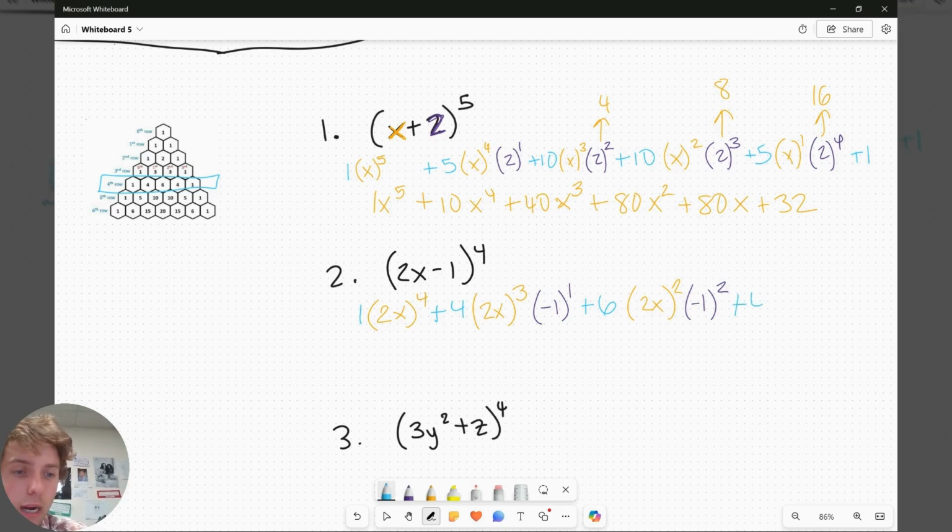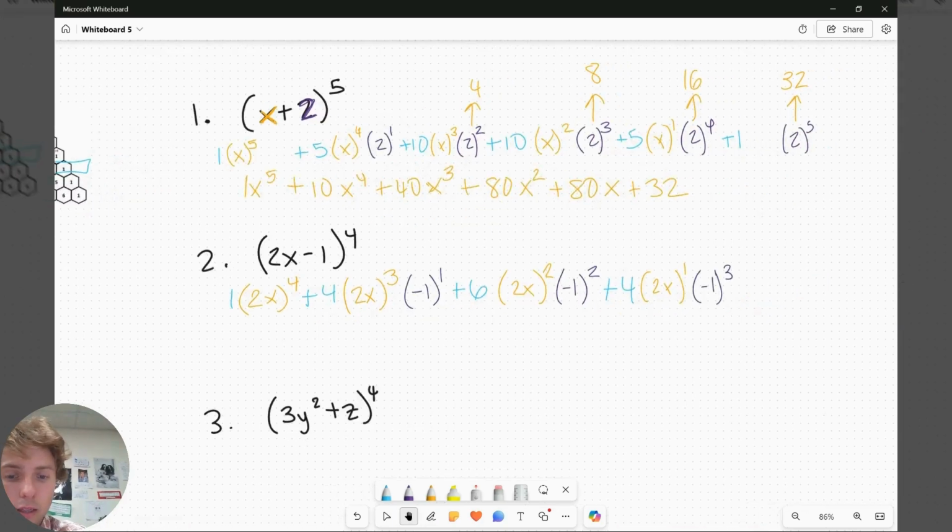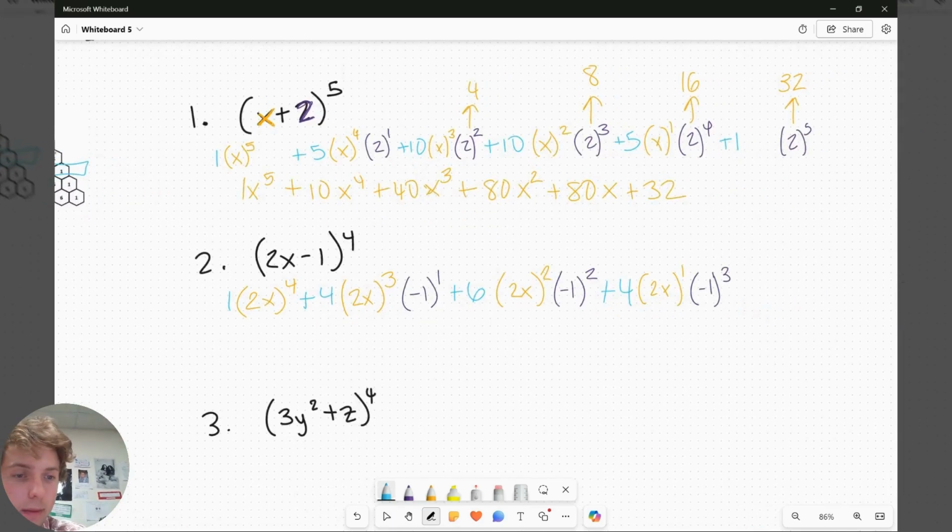Go to Pascal's triangle, find your next value. Decrease the exponent on your first term. Increase the exponent on your second term. Last thing, do that one more time. Plus 1. 2x to the 0. Again, it's raised to the 0. I don't need that, I can get rid of it. So now I just have negative 1 to the fourth.